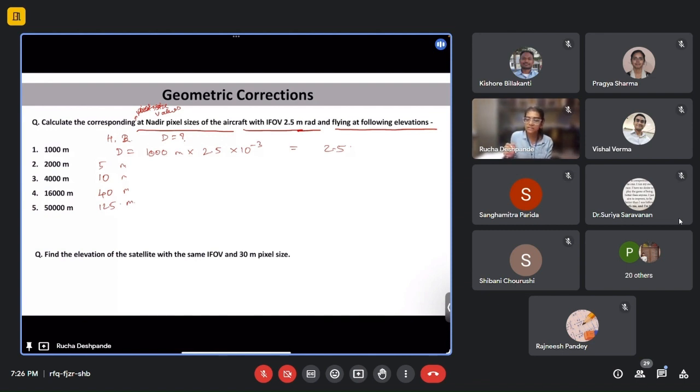So in last class, we talked about geostationary satellites and polar satellites. Do you remember? So based on this, can you tell which one of them will have higher spatial resolution and which one will have lower spatial resolution? If we assume that IFOV is same. Does anyone remember?